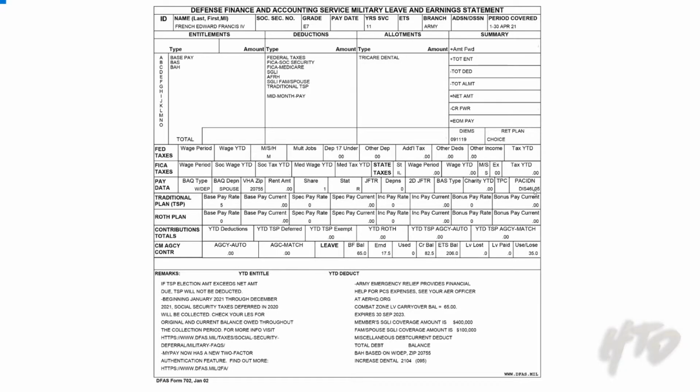Let's jump right into it. So what is an LES? This is a Leave and Earnings Statement, which is basically your pay stub. Now, where can you find your LES? You can find it on mypay.dfas.mil, and you can find every LES from the first day of basic training all the way up to your current one right now.